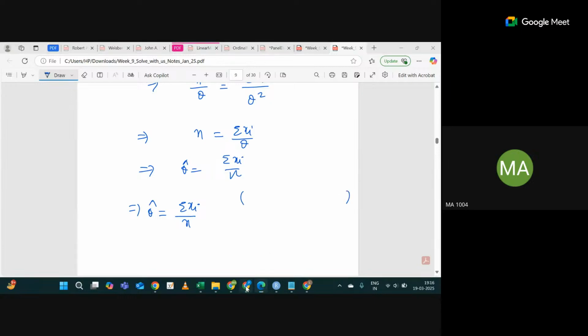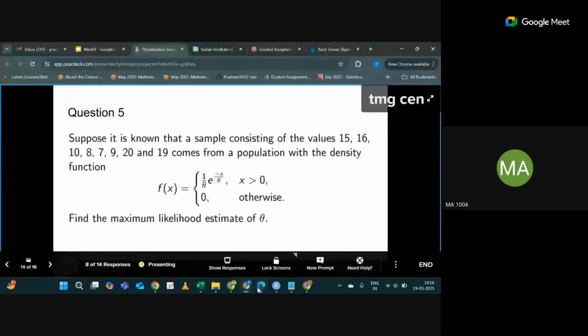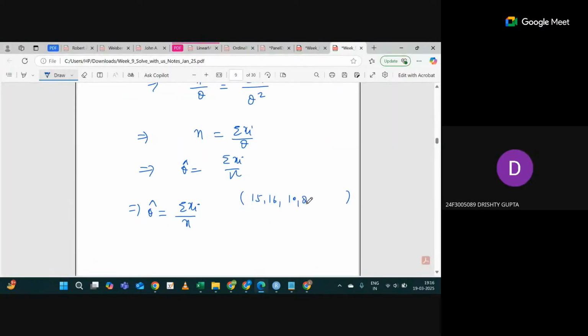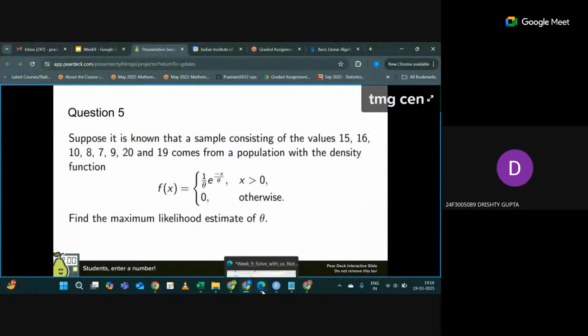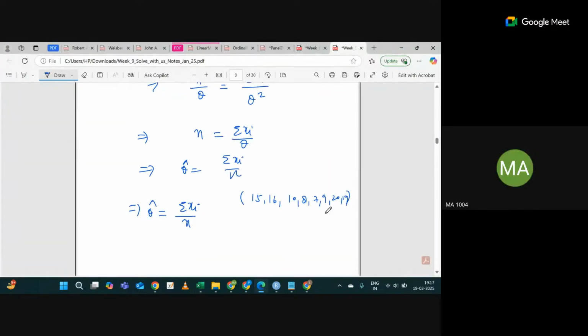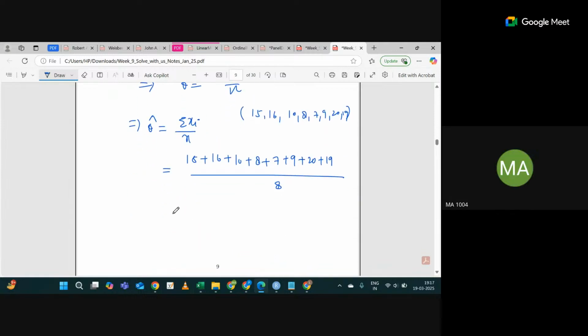What are the sample values? 15, 16, 10, 10, 8, 7, 8, 7, 9, 9, 20, and 19. What you have to do? Basically you have to add all this and divide by how many observations, which is 8. This will be 15 plus 16 plus 10, and so on. 104 divided by 8, that means 13. So 13 is the answer. That's all. Is this clear now?